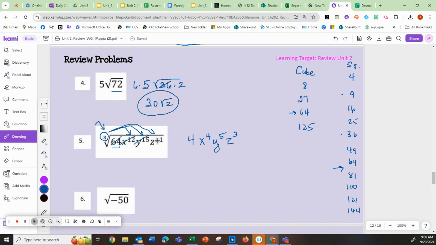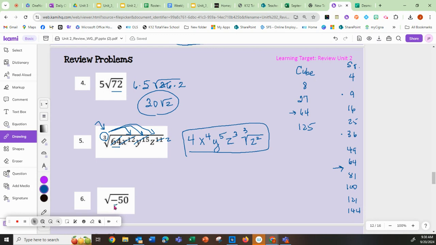But 3 times 3 is 9. So when I divide 3 into 11 and get 3, I have 2 left over. So the only thing that stays under my cube root is a z to the 2nd. That's what's left over. So I end up with 4x to the 4th, y to the 5th, z to the 3rd, the cube root of z to the 2nd.